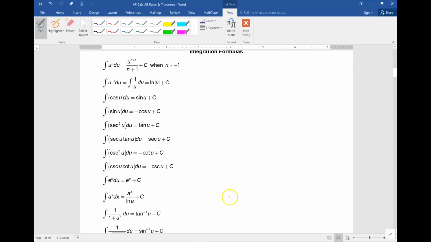The first is the power rule again. So basically, whenever you have, like, x plus 2 to the power of 2, to integrate, you add 1 to the exponent and you divide by the new exponent. Okay, so that works for anything.